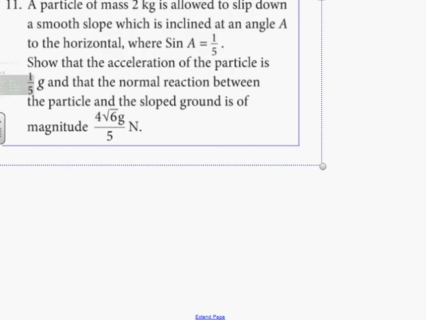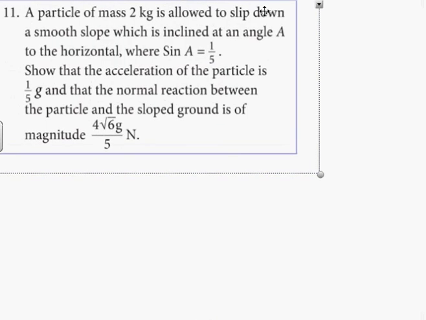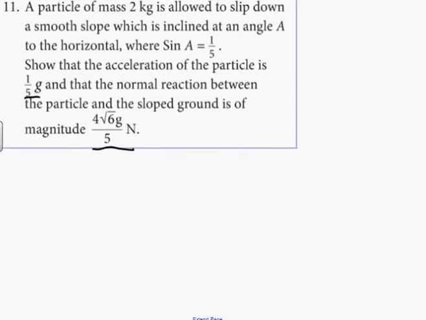Of mass 2 kilograms is allowed to slip down a smooth slope which is inclined at an angle A to the horizontal. Show that the acceleration of the particle is 1/5 g and that the normal reaction between the particle and the slope ground is of magnitude 4√6 g over 5. Okay, so this one is actually, I think, surprisingly easy.